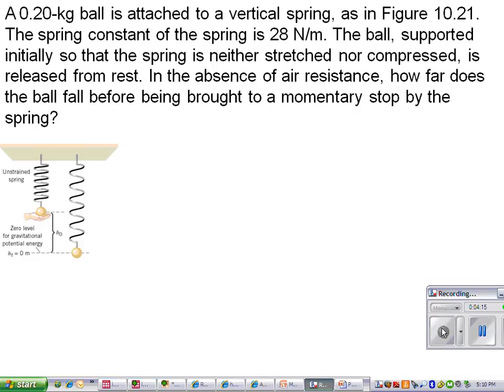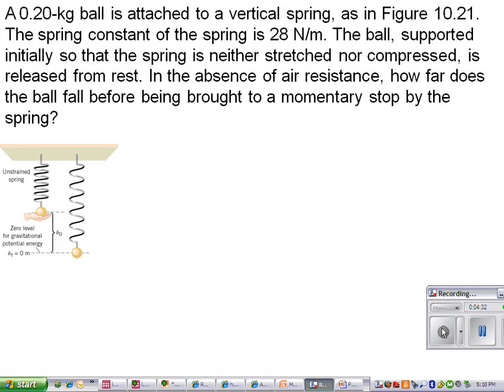Now we're going to do a vertical problem. A 0.2 kilogram ball is attached to a vertical spring. The spring constant of the spring is 28 newtons per meter. The ball is supported initially so that the spring is neither stretched nor compressed, and is released from rest. So it's right at that equilibrium point. We're not putting a force on the spring.